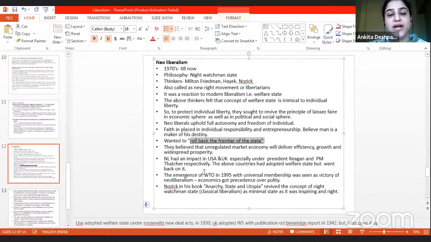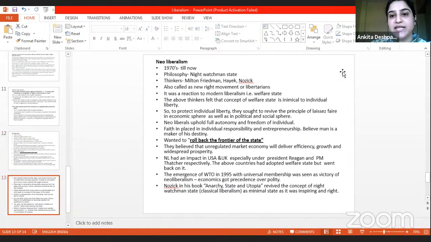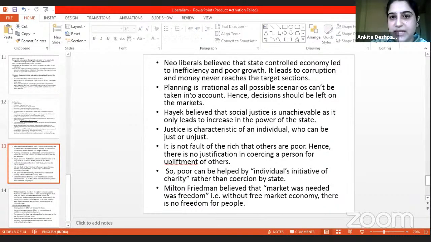Plus the emergence of the World Trade Organization in 1995 gave more importance to economics over politics. That also created a very conducive atmosphere for the growth of neoliberalism. Therefore Nozick, in his book Anarchy, State and Utopia, said let's go back. He revived the concept of the night watchman state or classical liberalism, or minimal state or limited state. Nozick said, forget the welfare state. Let's roll back the frontier of the state and go back to the limited, night watchman, or minimalist state.